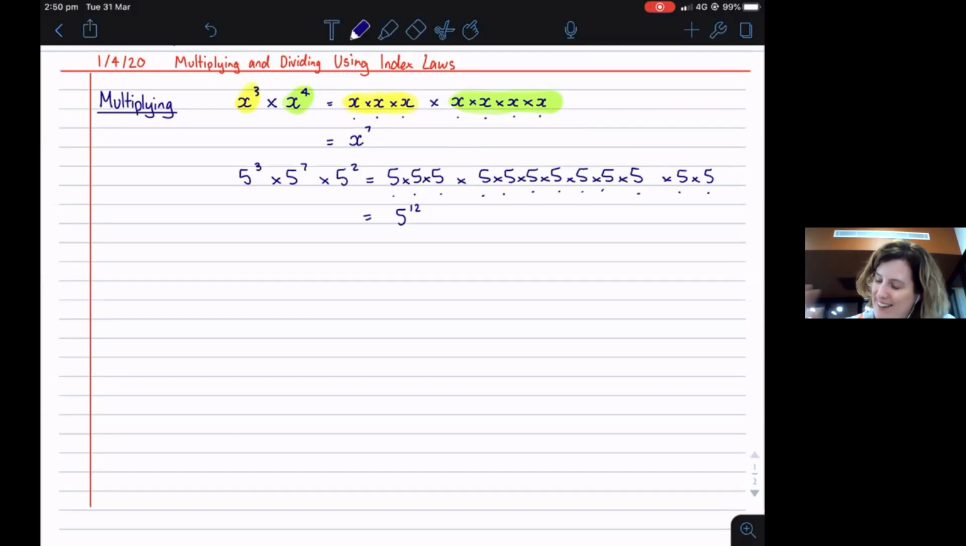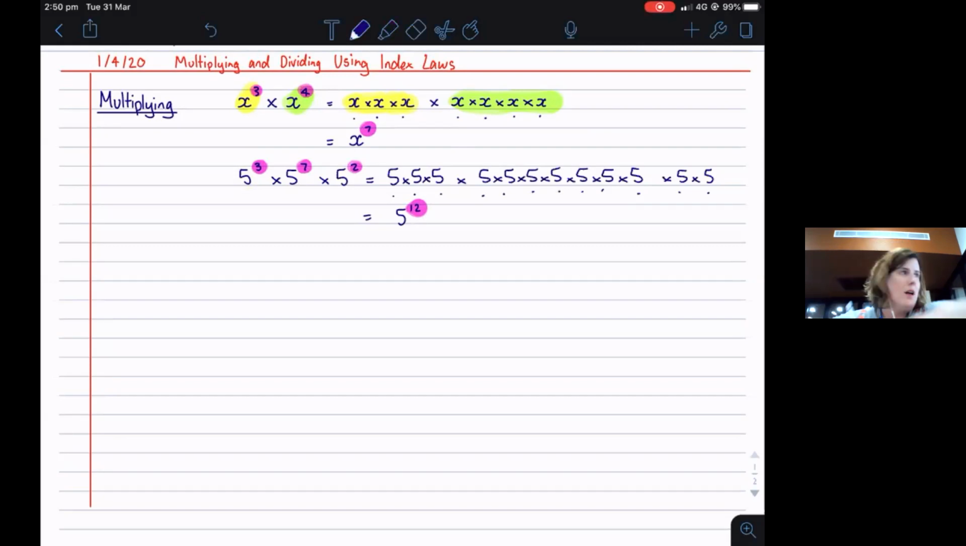The pattern is, well, what is 3 plus 7 plus 2? It's 12. Did that work for the one above? What's 3 plus 4? 7. So we don't have to write it all out. We can add the indices, the little numbers, every time.